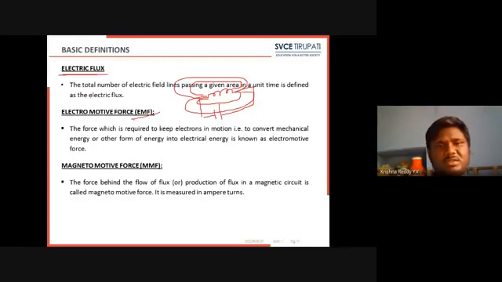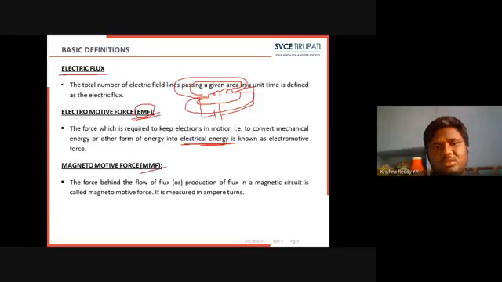Electromotive force. The force which is required for the movement of electrons is known as electromotive force. The force which is required to keep electrons in motion. Converting mechanical energy or other forms of energy into electrical energy is known as electromotive force.